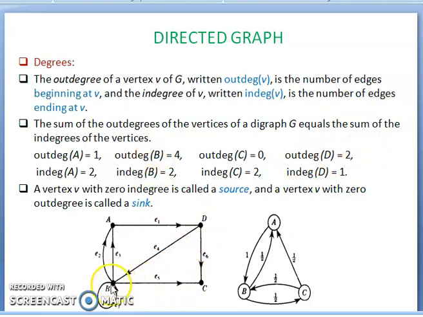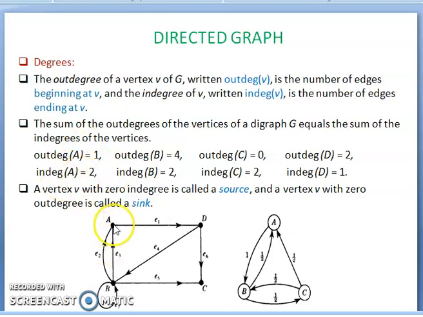Out degree of B. This is the B vertex. How many out degrees? Out degree means edges from that vertex. One is E2, the second is E3, the third is E5, and the fourth is E1 also. So the out degree of B is 4: E1, E2, E3, E5. Now the out degree of C is 0. For C there is no outgoing edge, so that's why the out degree of C is 0.